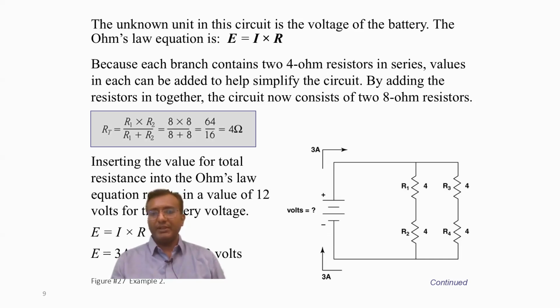This becomes 8. And here also 4 plus 4 comes around 8. Now 8 multiplied by 8 divided by 8 plus 8 gives the value of 4 ohms. Now this 4 ohms is the total resistance, multiplied by the current flowing through the battery, 3 amperes. It gives us the value of 12 volts, which is the supply voltage.